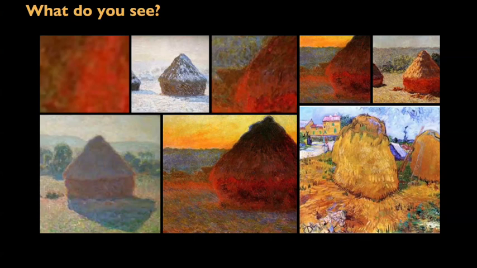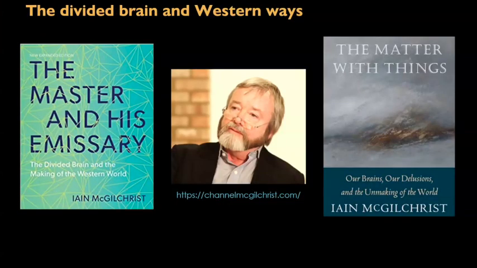When I talk about right-brain risk, I am drawing on the work of Dr. Ian McGilchrist, who has written two books over the last 10 years. One widely followed, The Master and His Emissary, which refers to the divided brain in the making of the Western world. Dr. McGilchrist, as I mentioned, has an extensive background as a neuroscientist, a philosopher, a psychiatrist, working clinically with patients. He's followed that work up with a subsequent publication called The Matter with Things, Our Brains in the Unmaking of the Modern World.